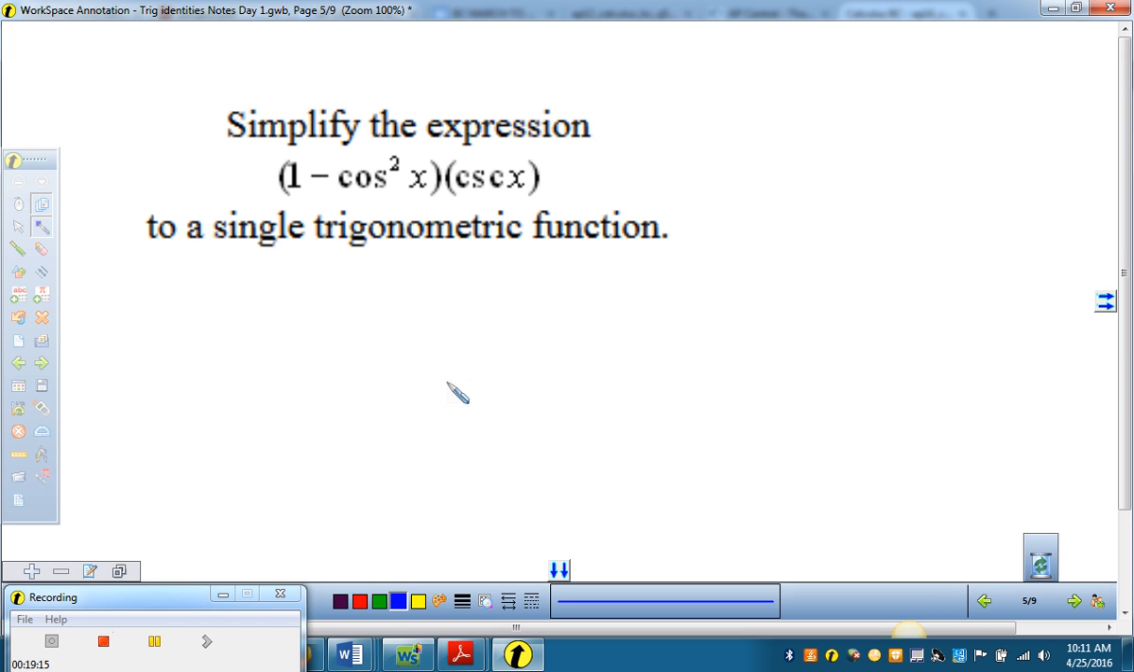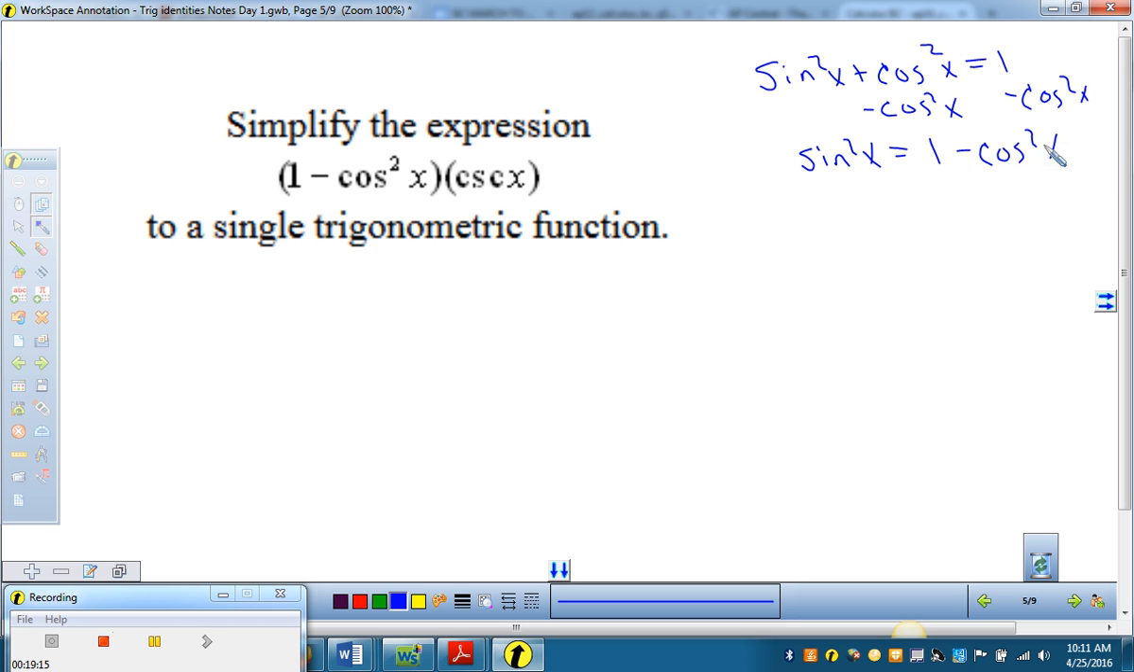All right, we're simplifying 1 minus cosine squared x times cosecant x. What is 1 minus cosine squared equal to? Look at sine squared plus cosine squared equals 1. If I subtract the cosine squared, we get sine squared x equals 1 minus cosine squared x. So that means I can replace this 1 minus cosine squared x with sine squared x.